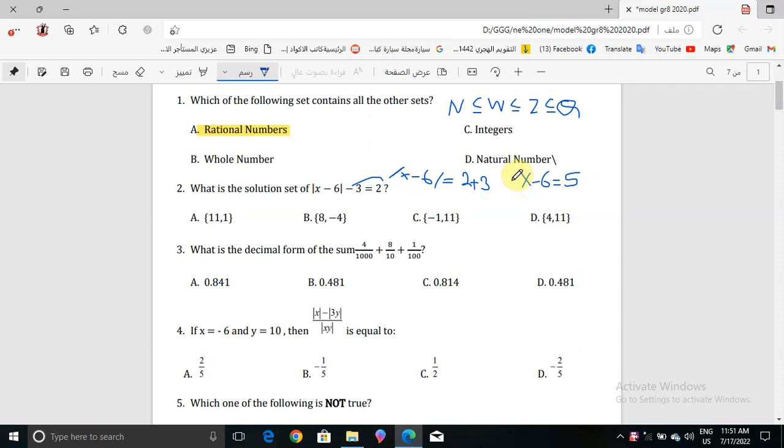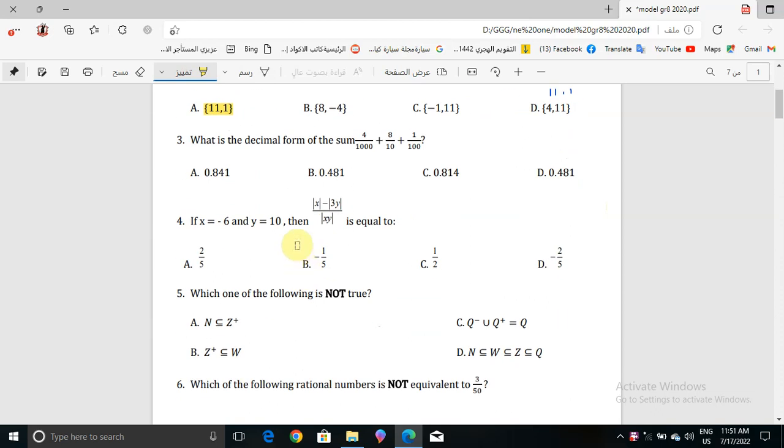Then we make x minus 6 equal to 5 and x minus 6 equal to negative 5. Then you simplify it and you will get what? 11 and 1, right? So that means the solution set for question number 2 will be choice A, which is 11 and 1.